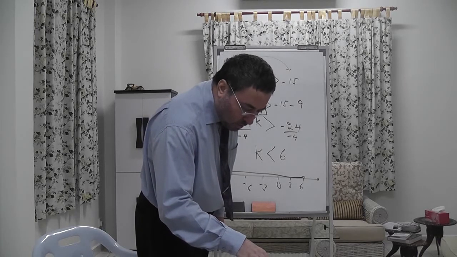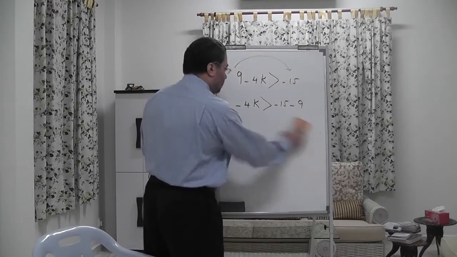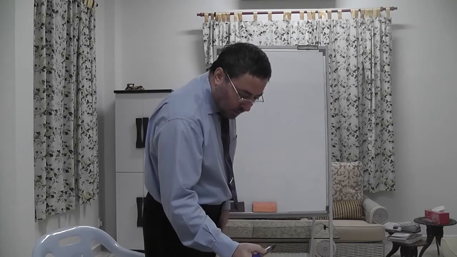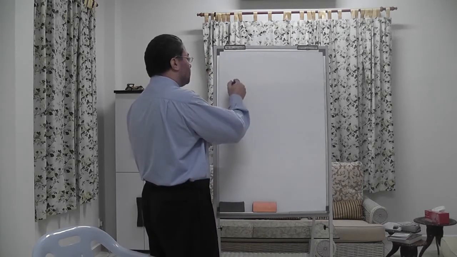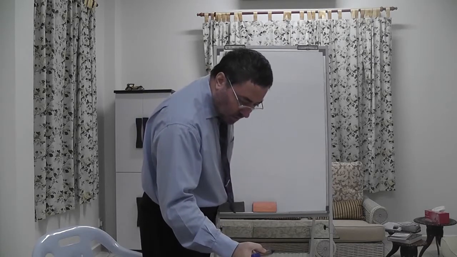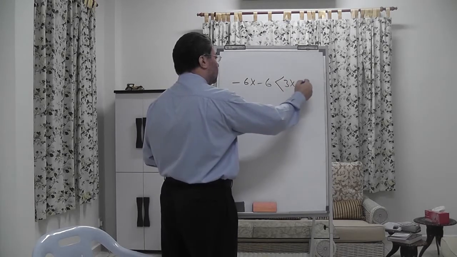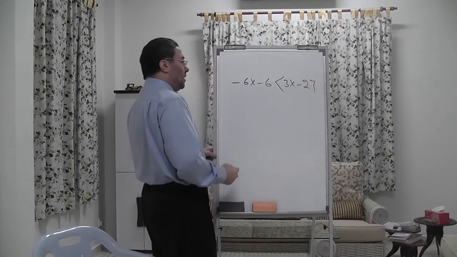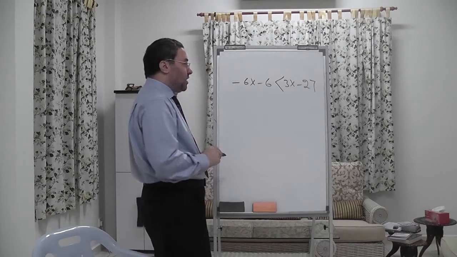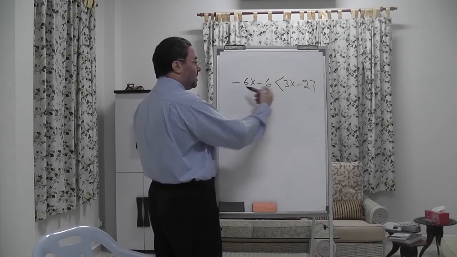Next we will do number 18. Minus 6x minus 6 less than 3x minus 27. Here we can get this to this side, and we are going to be dealing with a negative number. And we have to remember that when we divide, we are going to switch the inequality sign.